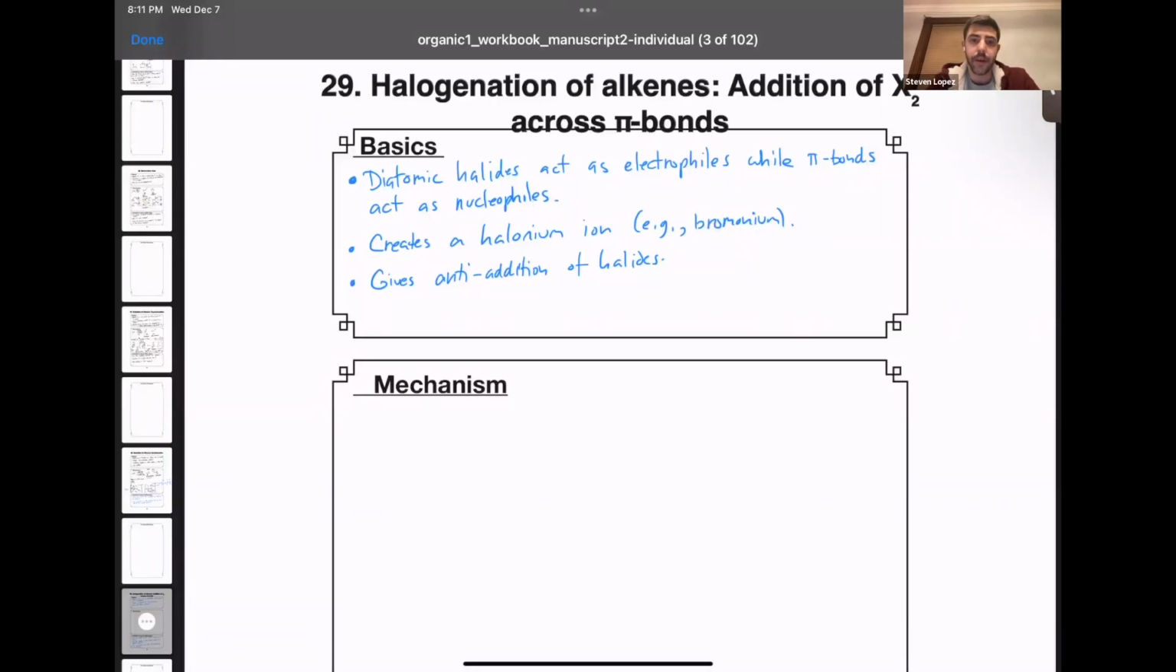Today, we're going to be talking about the halogenation of alkenes, specifically the addition of halide compounds, generally shown as X2, across pi bonds. Now, in this reaction, we have diatomic halides that are acting as electrophiles, while pi bonds are acting as nucleophiles in this reaction. In general, we have the creation of a halonium ion. The example we'll go through today in this video is bromonium. And this also gives the anti-addition of halides to that alkene. So let's talk about the mechanism.